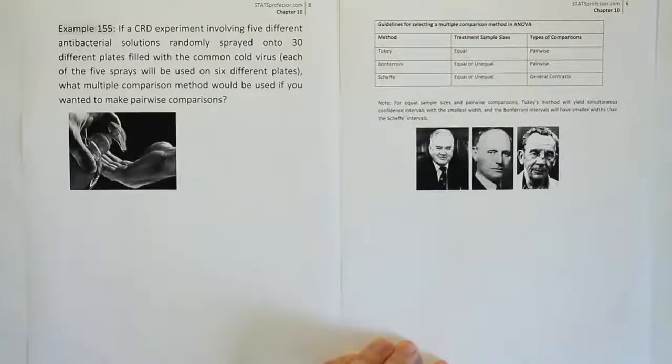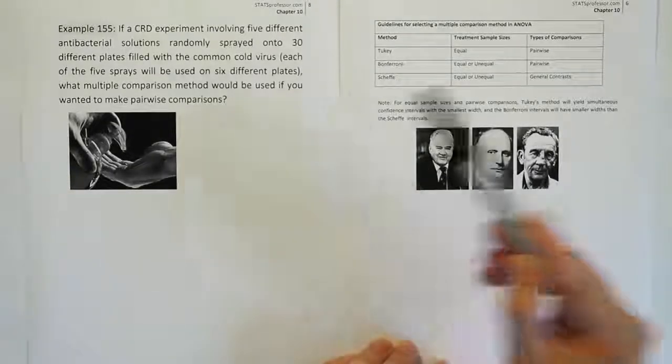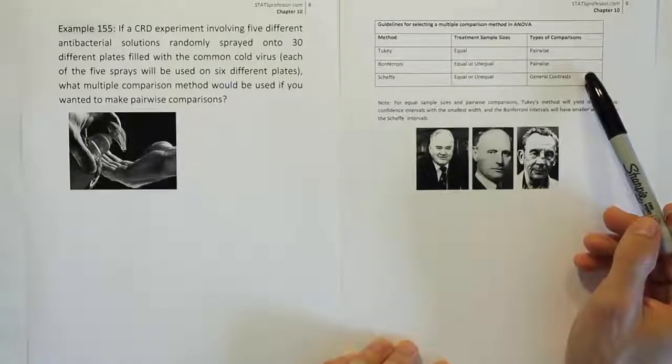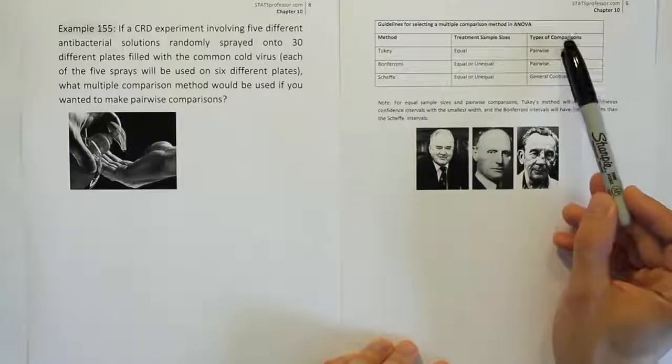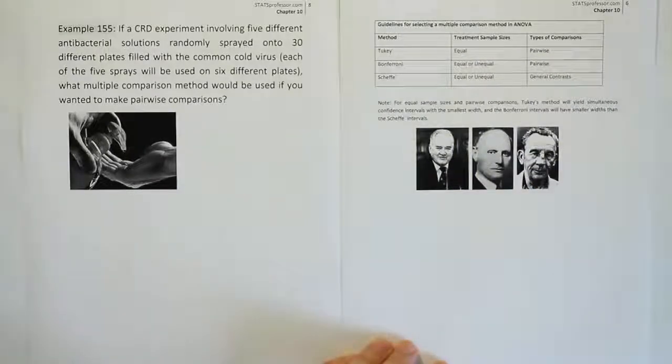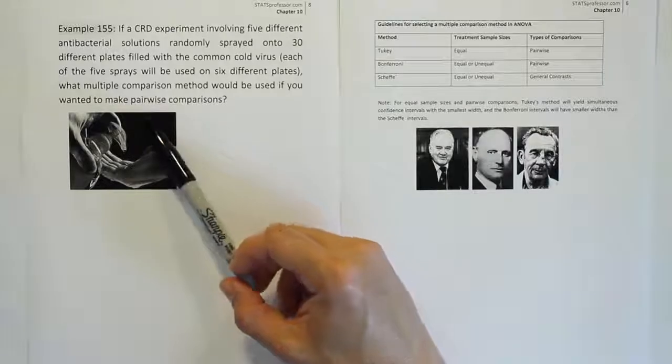All right, so either way, what we have to do in this problem is decide 2 things. First of all, are we doing a pairwise comparison or do we want to do a more general contrast? That's the first thing we should look at. And then if we decide that it's pairwise, then we're going to decide, do we have equal sample sizes or unequal sample sizes? So let's see if when we read the problem we can make that out.